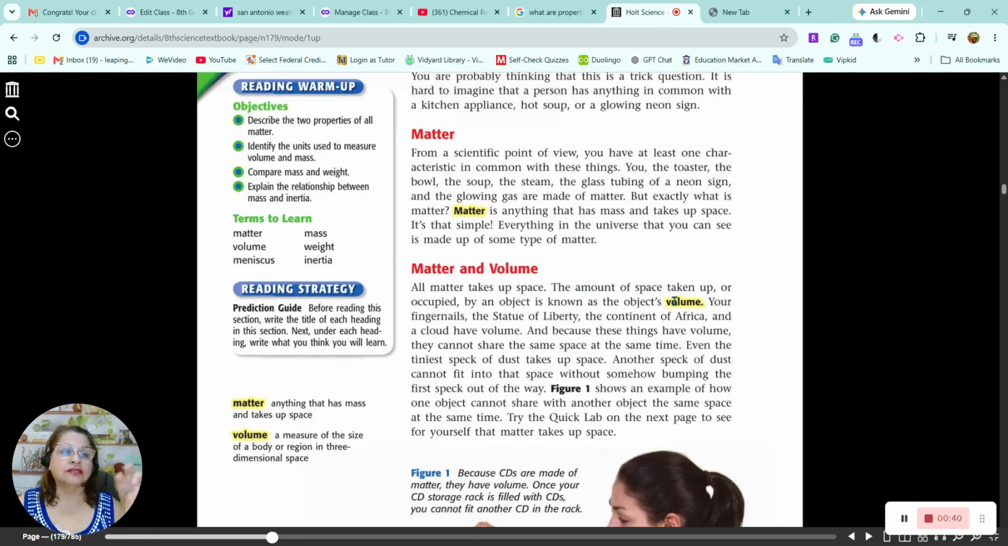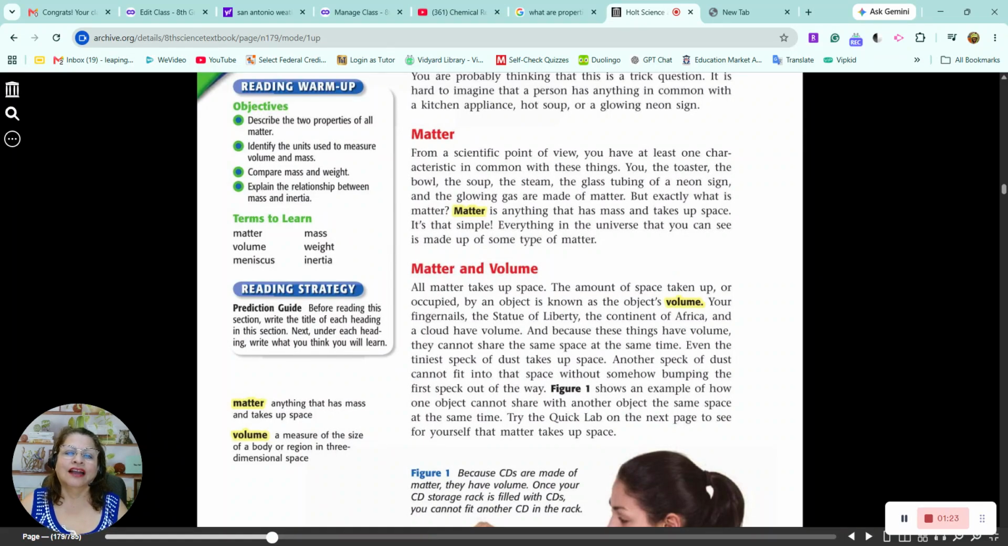Your fingernails, the Statue of Liberty. Look what I have as the Statue of Liberty. I couldn't help it. I have it on my desk right here, so I just had to say, there's the Statue of Liberty. Okay, the continent of Africa and a cloud have volume. Because these things have volume, they cannot share the same space at the same time. Even a tiny speck of dust cannot take up the same space.